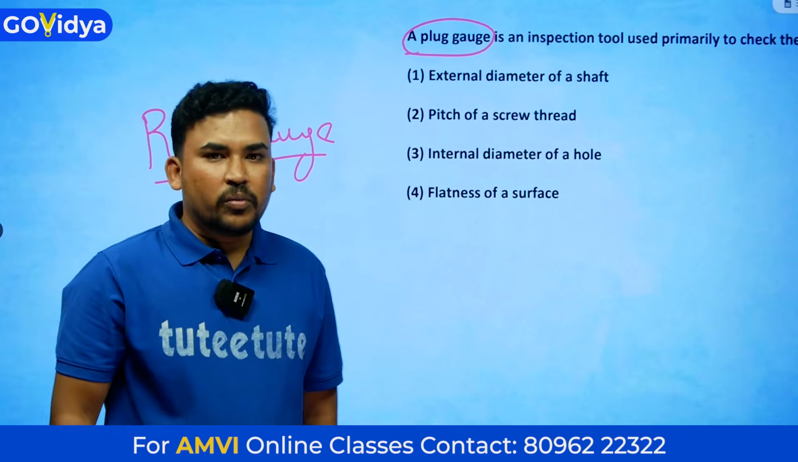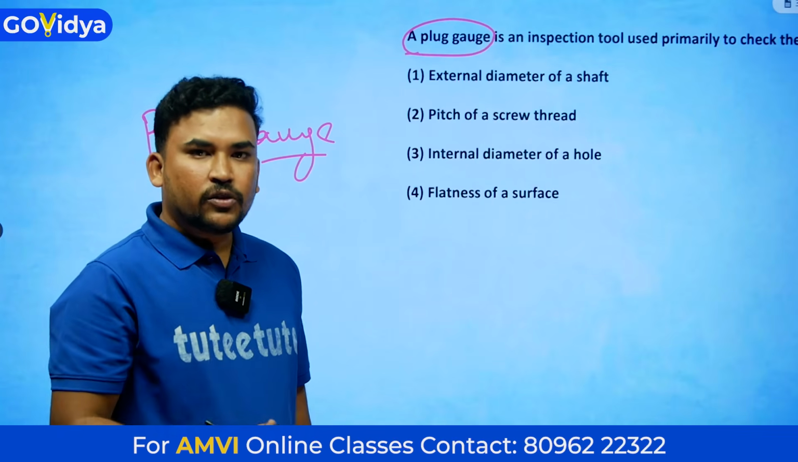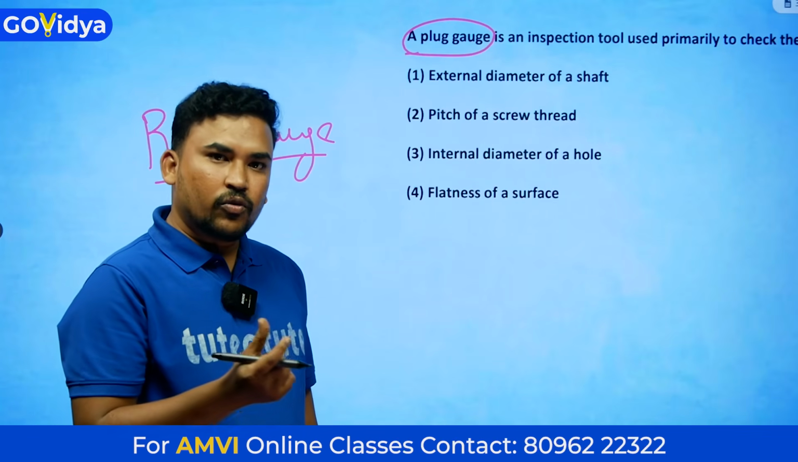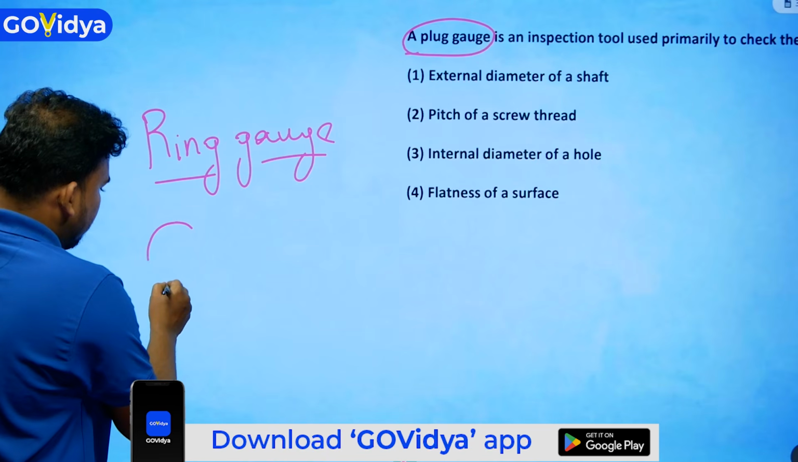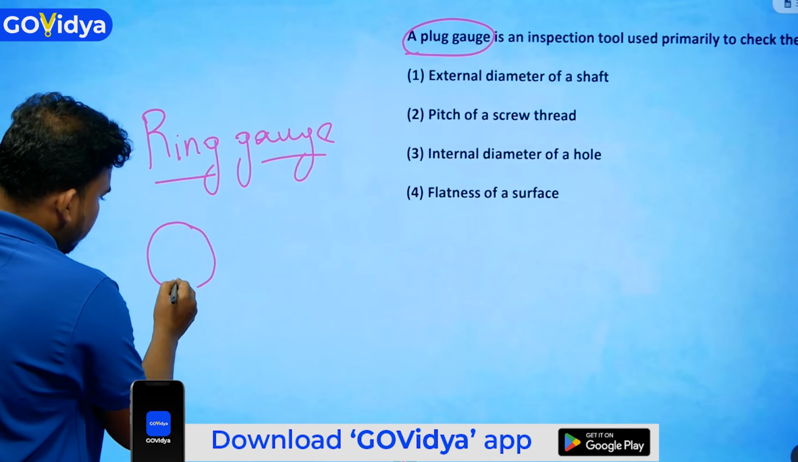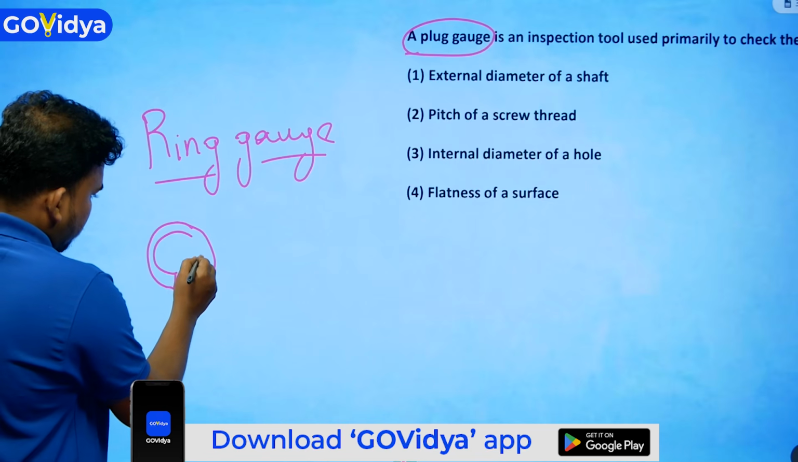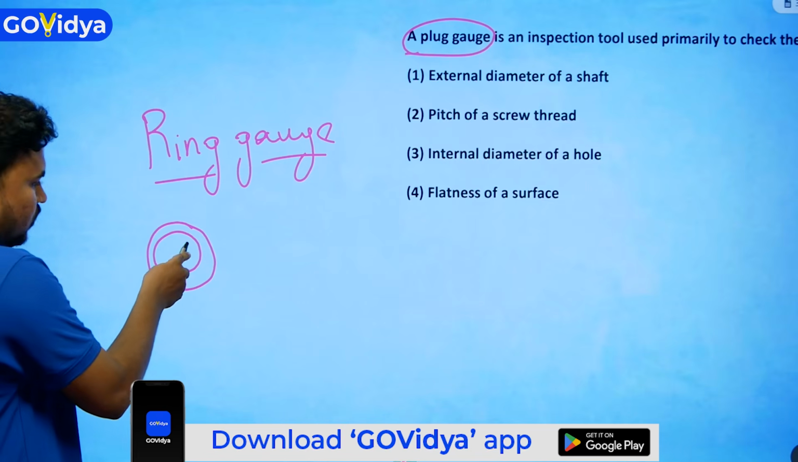Somehow we have manufactured some shaft. We need to inspect the shaft, whether it is straight or round within the tolerances or not. We will see there is a ring gauge like this. There is a ring gauge. Use it to inspect the shaft.